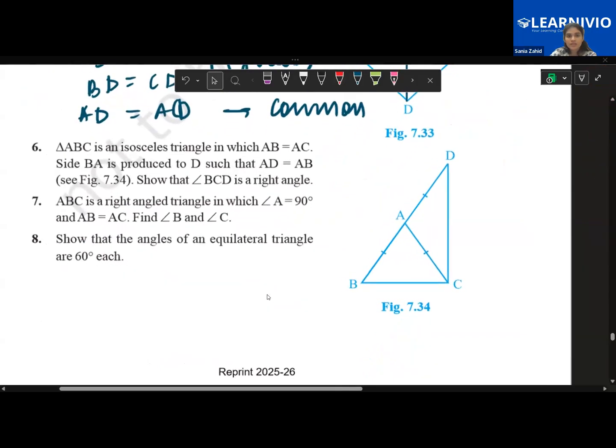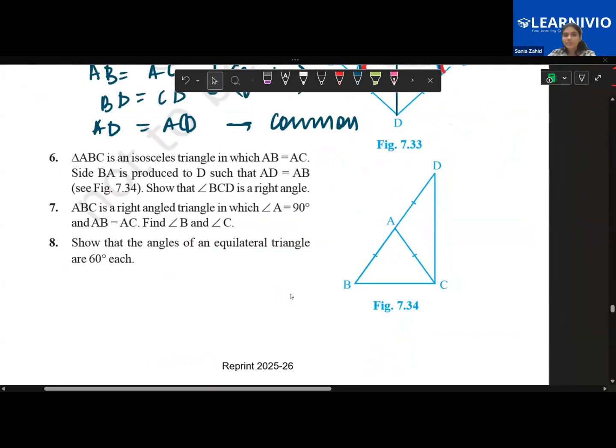Okay, so now next one says triangle ABC is an isosceles triangle with AB and AC equal. The figure is given. This is an isosceles triangle ABC, and they're telling you AB and AC are equal. Side BA is produced such that AD and AB are also equal. So basically AD, AB, AC, all of them are equal. You have to prove that BCD is a right angle. So you have to prove this is a right angle triangle.